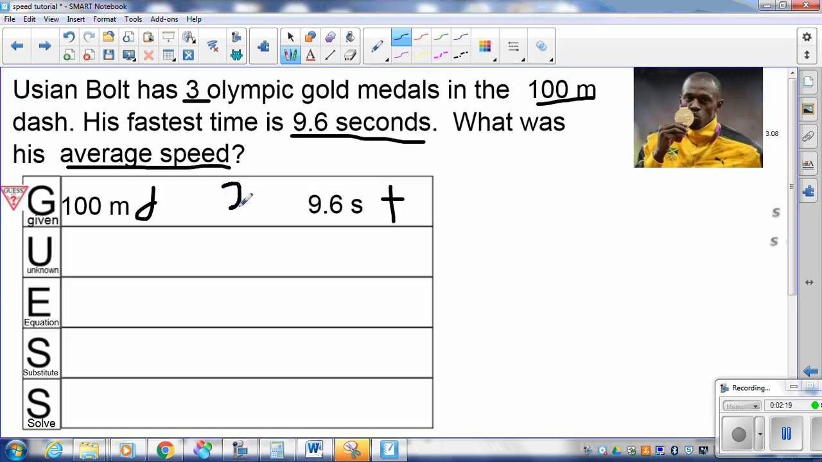Now be careful because like right here, this number 3 is given. Sometimes the word problem may give you extra information that you don't need. So be careful, but hopefully when you get to this equation step, you'll be able to eliminate unneeded items.